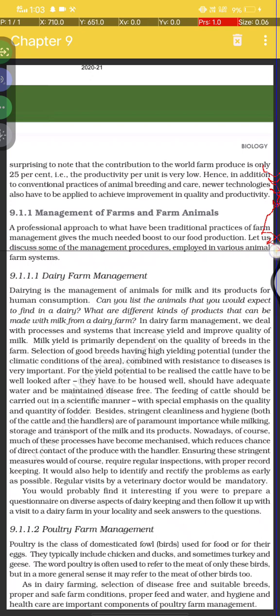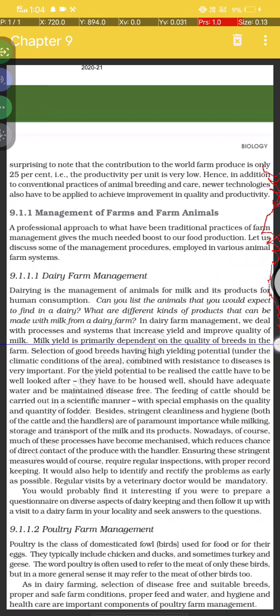Let us discuss some of the management procedures employed in various animal farm systems. 9.1.1.1 Dairy farm management. Dairy is the management of animals for milk and its products for human consumption. Can you list the animals you would expect to find in a dairy? What are the different kinds of products that can be made from dairy farms? In dairy farm management, we deal with processes and systems that increase yield and improve quality.